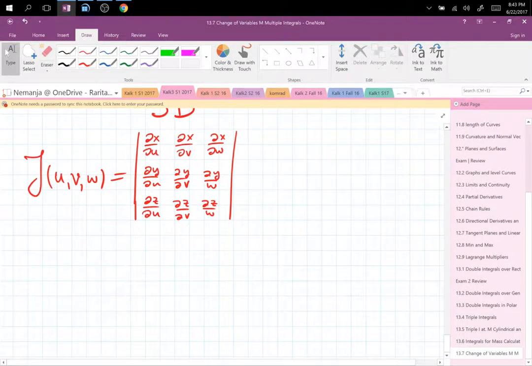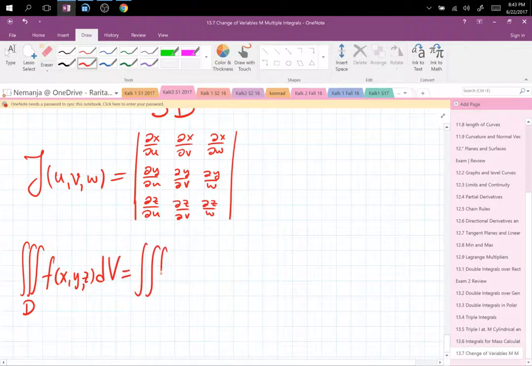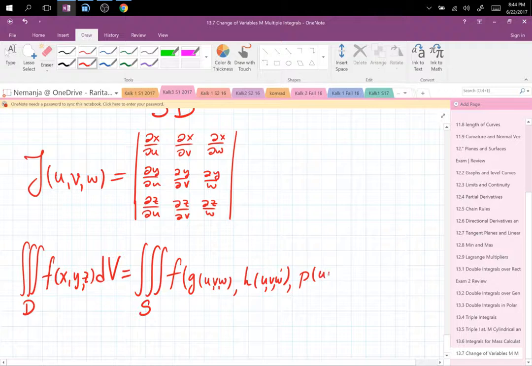And then we have the triple integral over D, that used to be f of xyz dV, will be the triple integral over the new region S once you complete the transformation. F will be given in terms of G of UVW, H of UVW, and P of UVW, times the Jacobian of UVW, and then dV at the end.